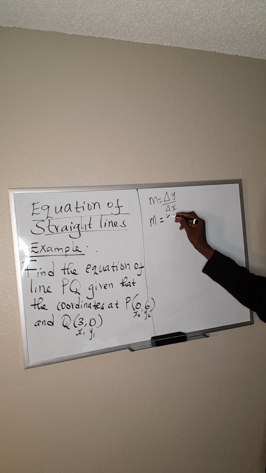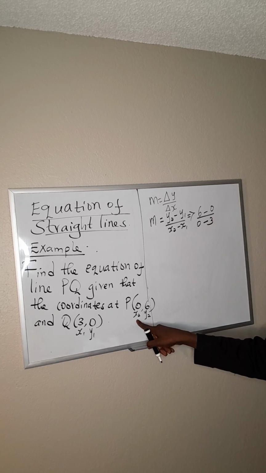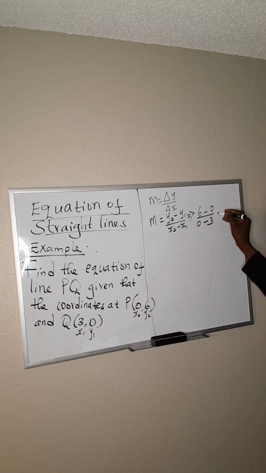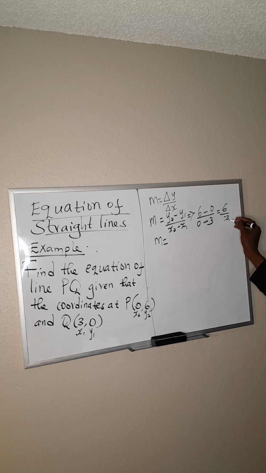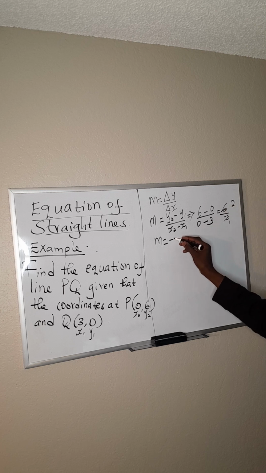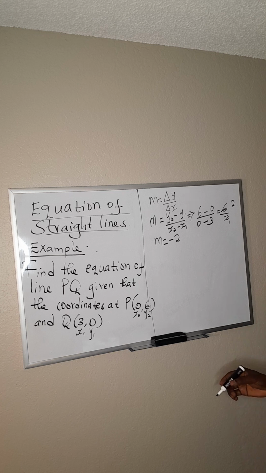So the gradient is equal to y2 minus y1 out of x2 minus x1. I go ahead and find the gradient, which will be 6 take away 0 out of 0 take away 3, because x2 is 0, take away 3. So what is my gradient? 6 out of negative 3. Therefore, our gradient is negative 2. With the gradient now, we go ahead and find the equation.